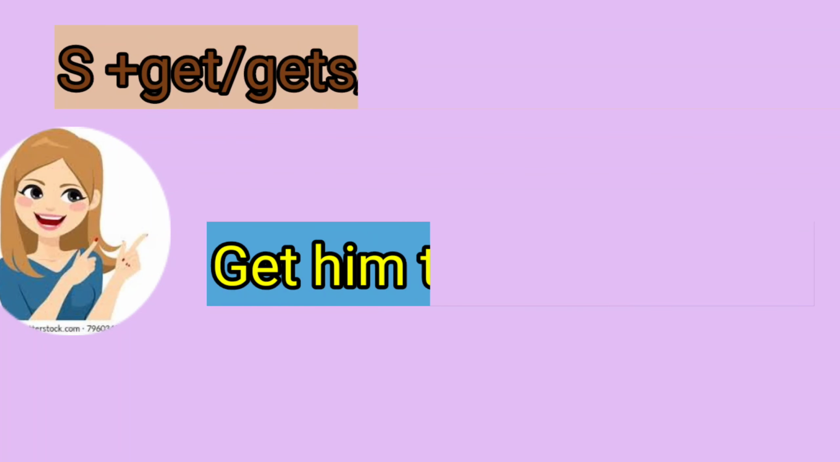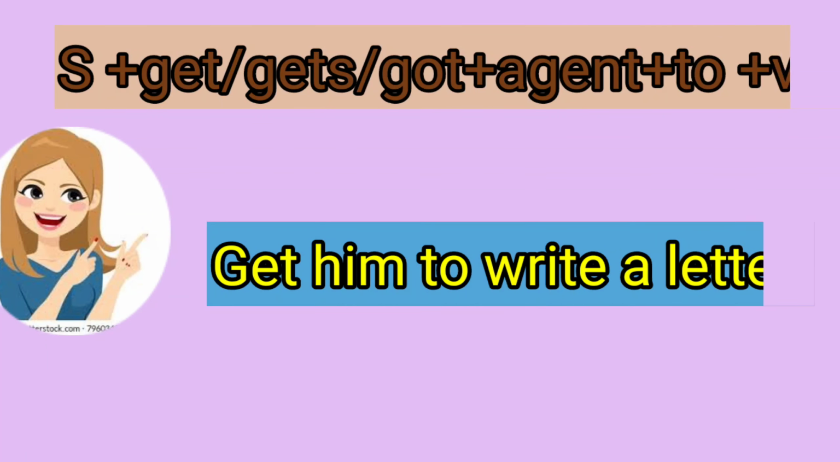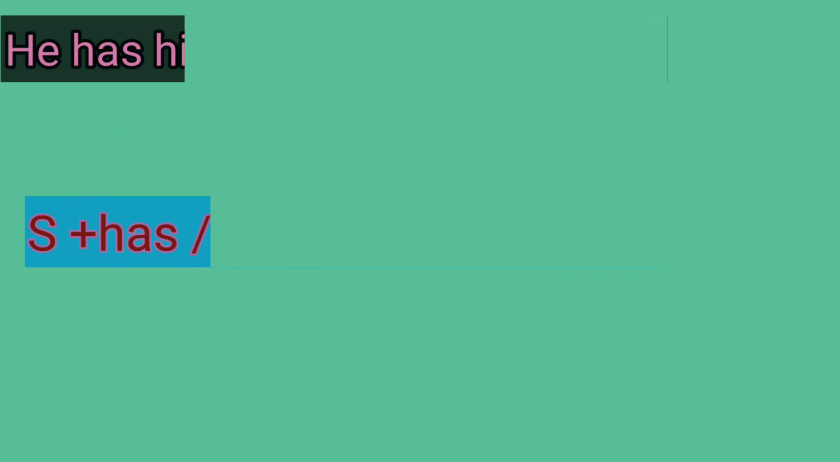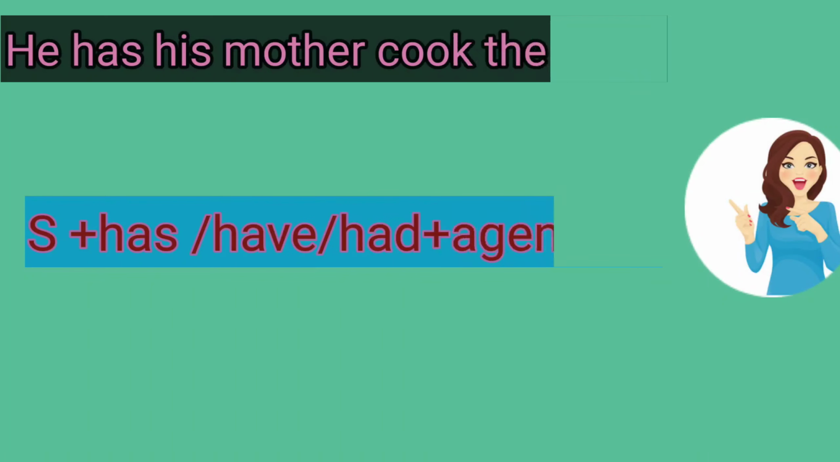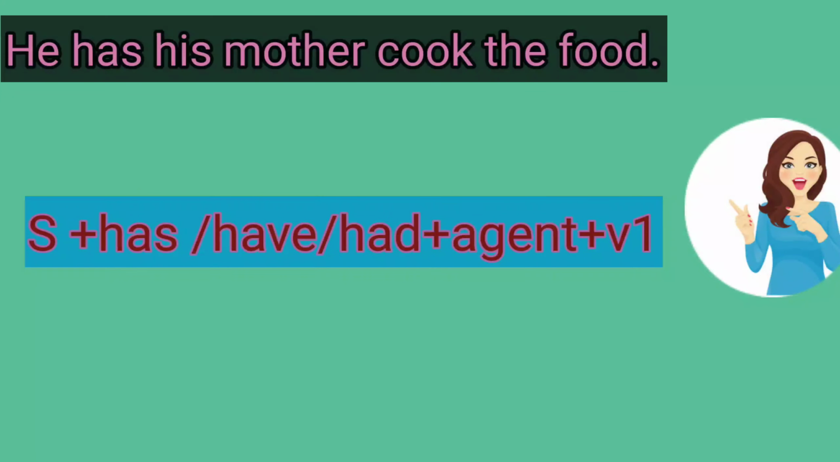And let's see the next structure, that is subject plus get, gets, got plus object plus to plus V1. Example, get him to write a letter. So to write a letter, to plus V1. And like that, the next structure is subject plus has, have, had plus object plus V1. Example is, he has his mother cook the food. His mother is the object here, and cook is verb 1 here.